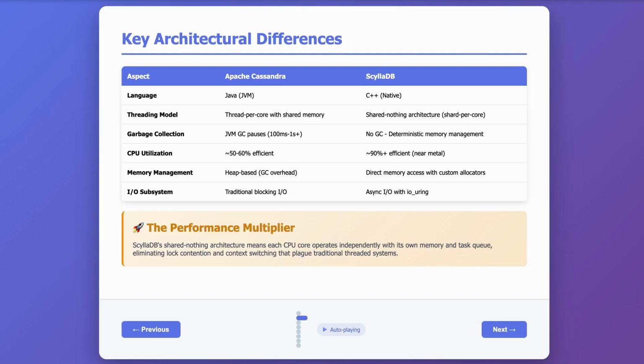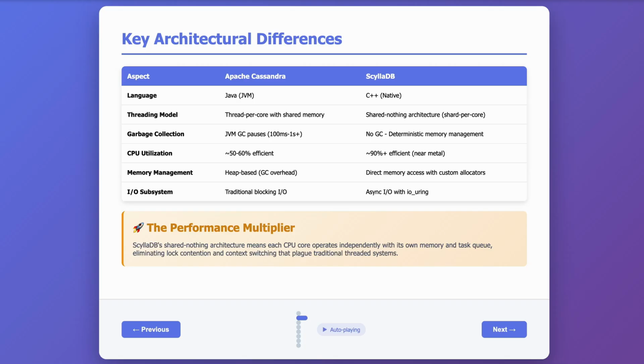Let's look at the key architectural differences between these two databases. Cassandra is written in Java and runs on the JVM, while ScyllaDB is written in C++ with native execution. Cassandra uses a thread per core model with shared memory, whereas ScyllaDB uses a shared nothing architecture with shard per core design. One of the biggest differences is garbage collection. Cassandra suffers from JVM garbage collection pauses that can range from 100 milliseconds to over a second. ScyllaDB has no garbage collection, providing deterministic memory management.